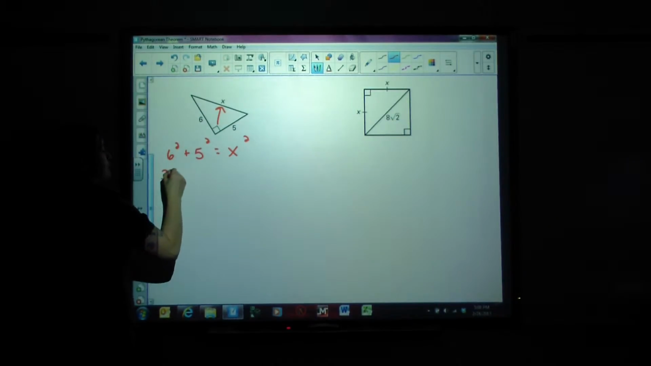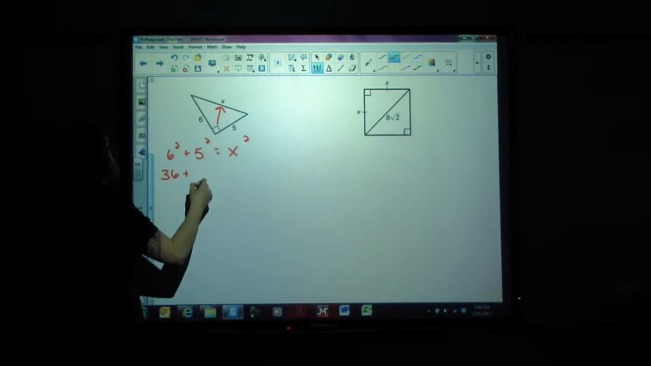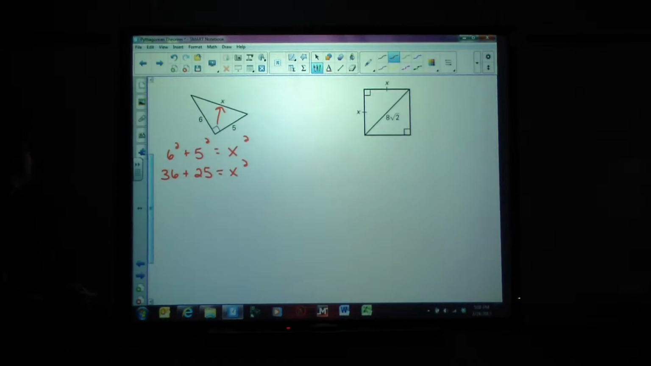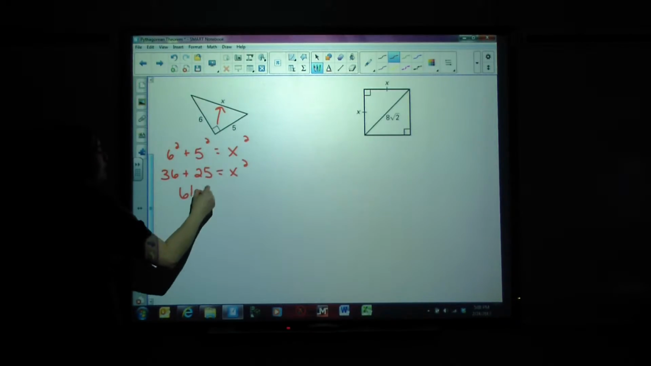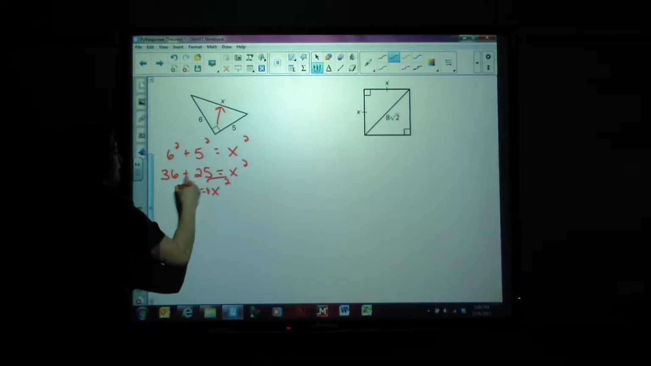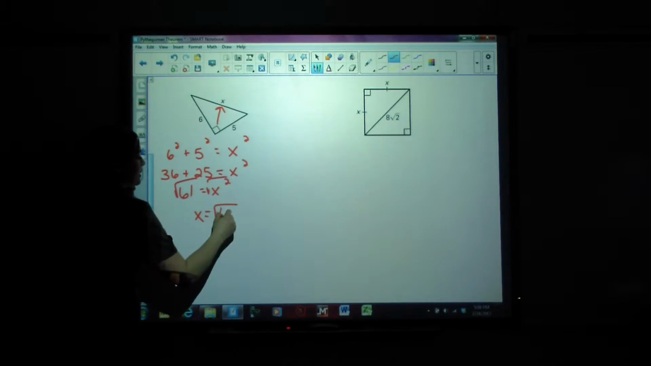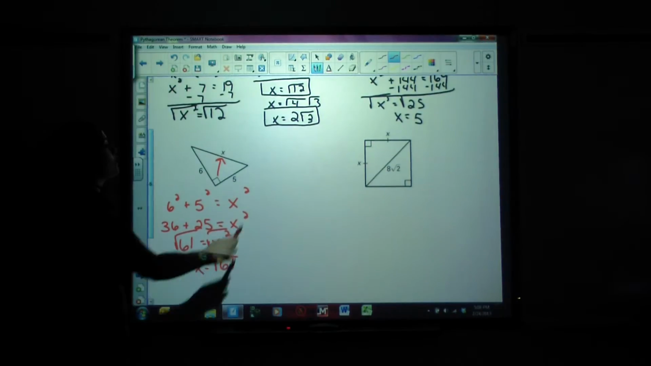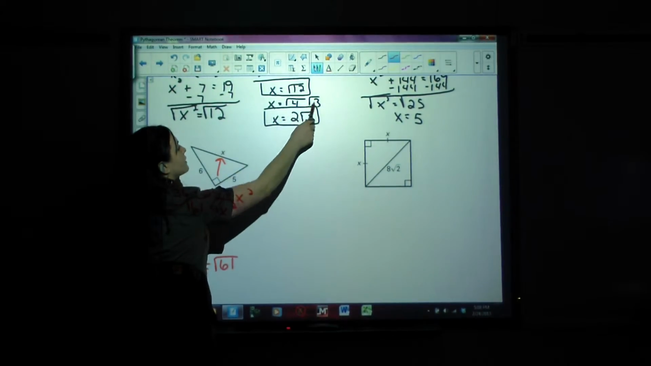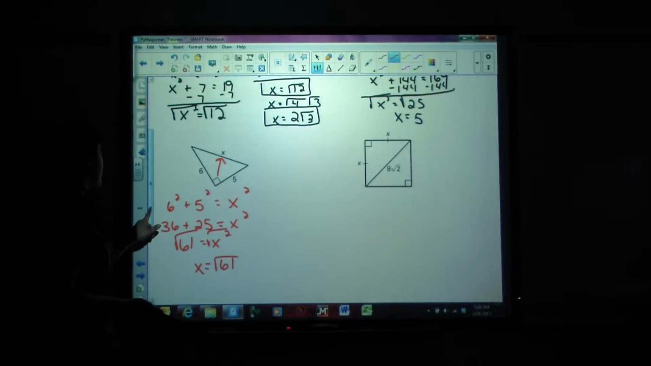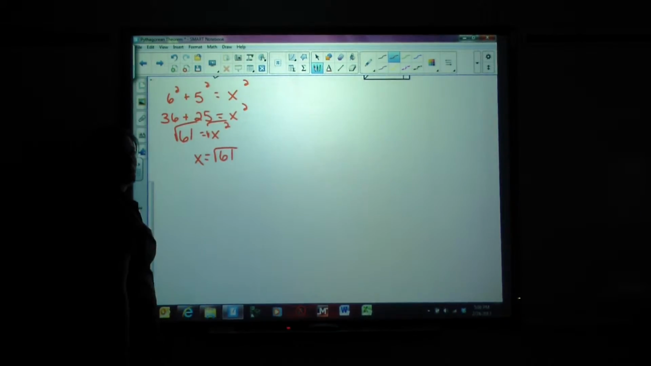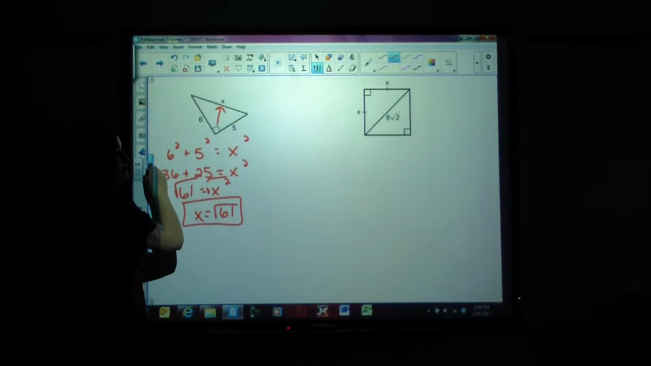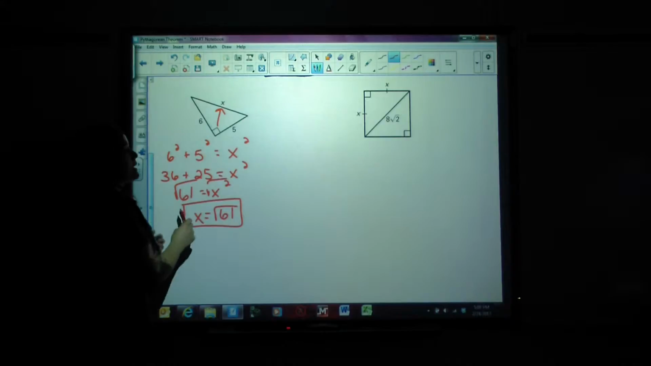So here we go. 6 squared is 36 plus 5 squared, which is 25, is going to equal x squared. If we combine them, we get 61 equals x squared, and if we square root, we find that x equals the square root of 61. Now, let me back up here. Before, when we took root 12, I found factors of 12 that had a perfect square in it. There are not factors of 61 that have a perfect square, so that's your answer unless you type it in your calculator and find a decimal version. Okay, let's try one more.